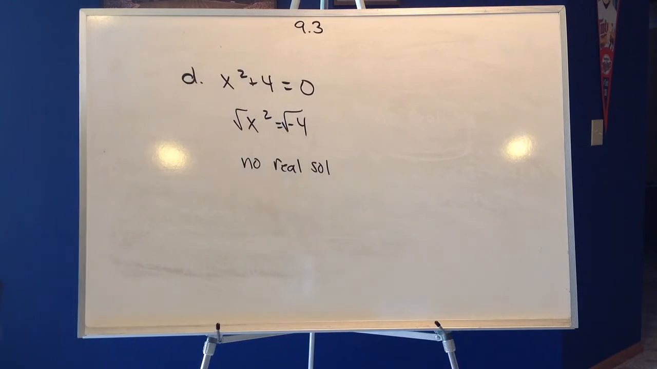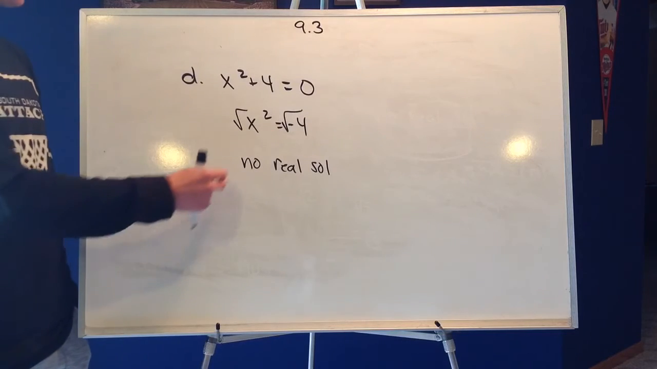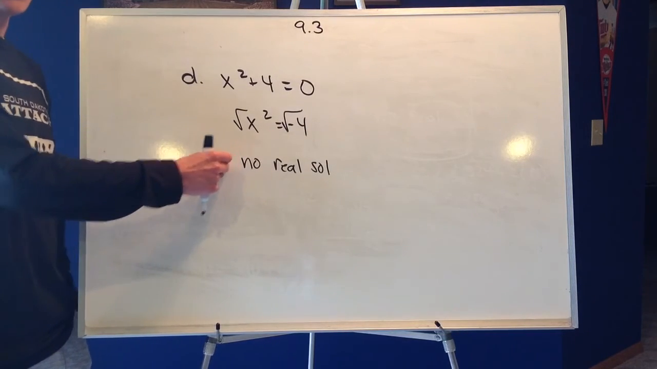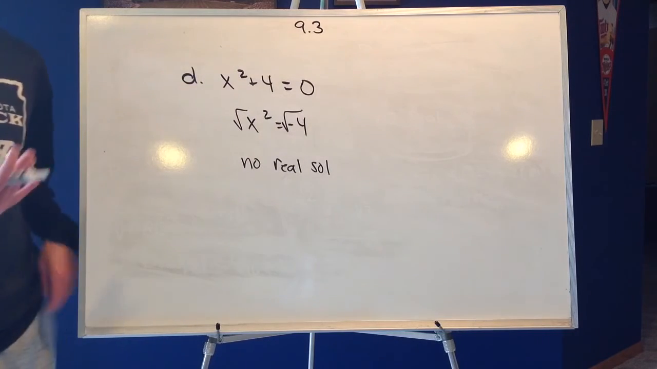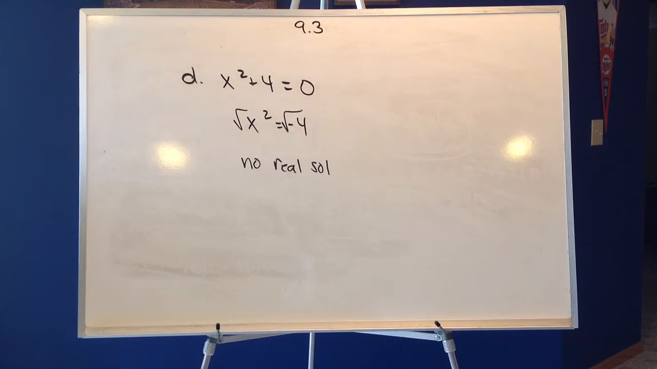Don't do that too soon though. Just because there's a negative in the problem doesn't mean that. It must be when you're taking the square root. But that can happen, and that's fine. That would just be like the graph that never touched the x-axis.